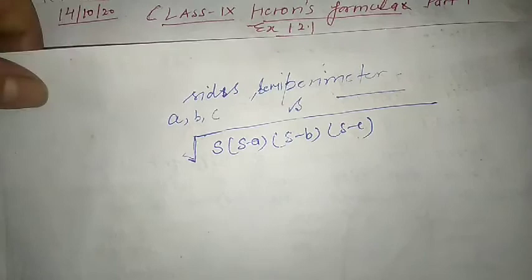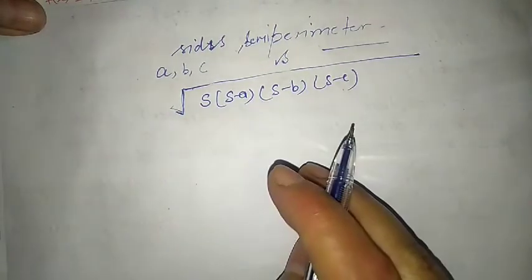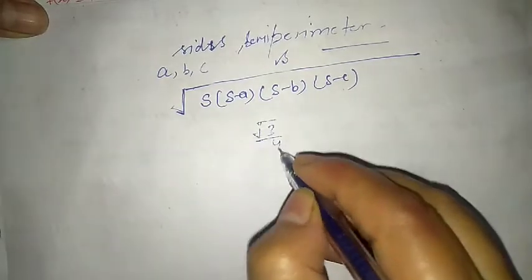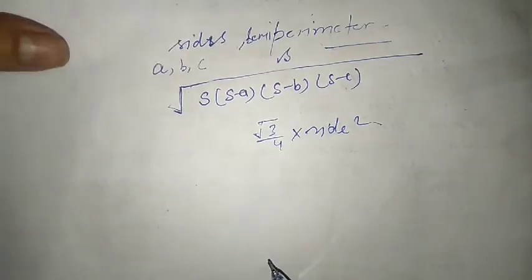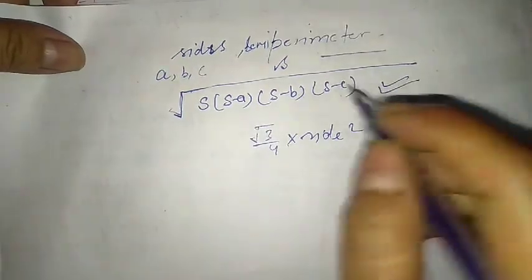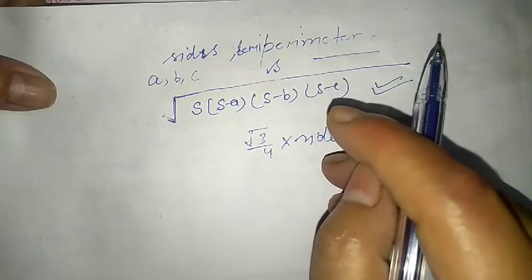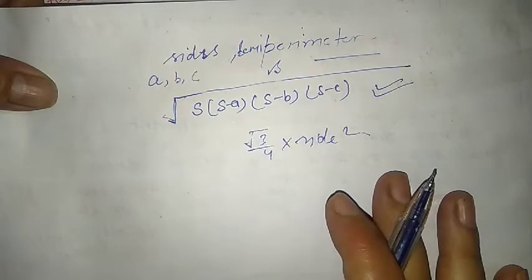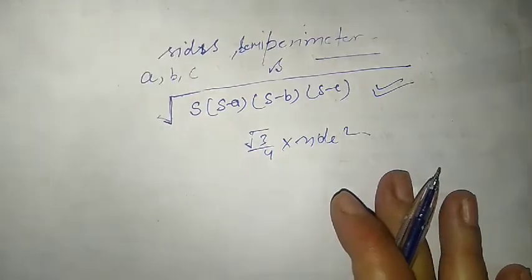Other formulae to find the area: for the right triangle, you know that it is 1 upon 2 base into height, and the area of the equilateral triangle is root 3 by 4 into side square. Just like this we also have the area of an isosceles triangle. In this chapter we are going to discuss only Heron's formula. I hope you have done the first question from exercise 12.1. We are going to continue from the same exercise with question 2.